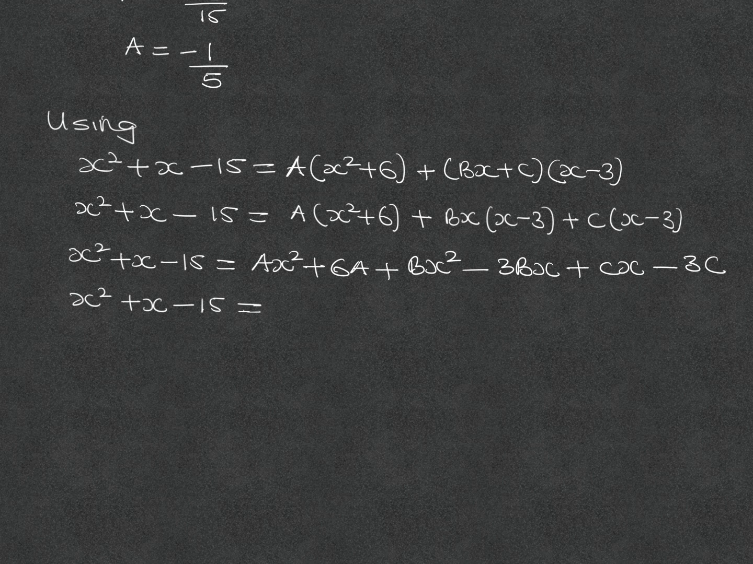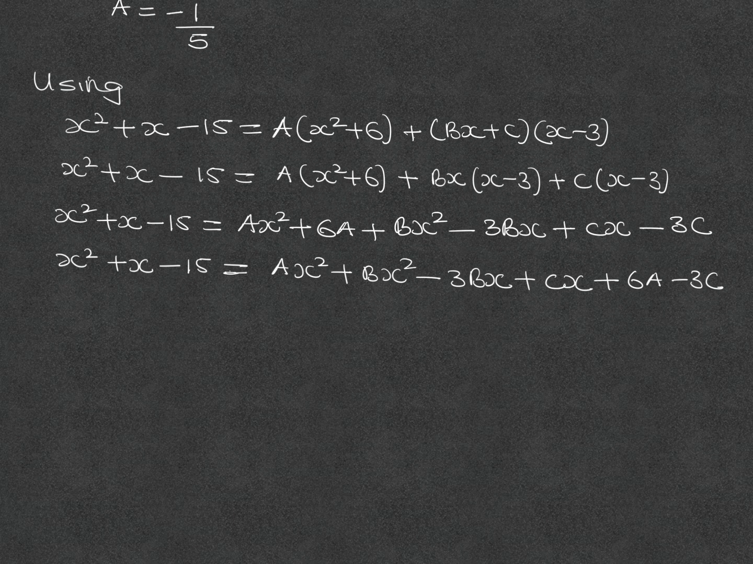what we need to do at this stage is to bring the terms that have x squared together, then bring the terms that have x together, then take the remaining on the other side. Because a quadratic equation is defined as ax squared plus bx plus c, right? So let's arrange it in that order. We will have ax squared plus bx squared, then minus 3bx plus cx, then plus 6a minus 3c.